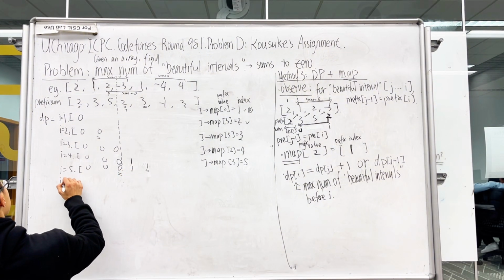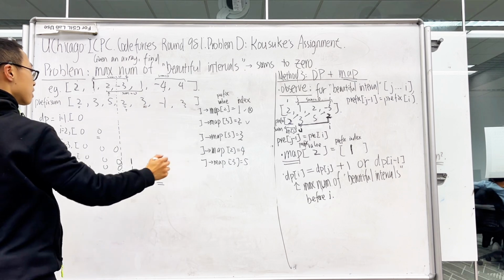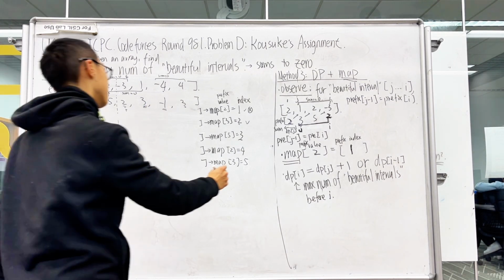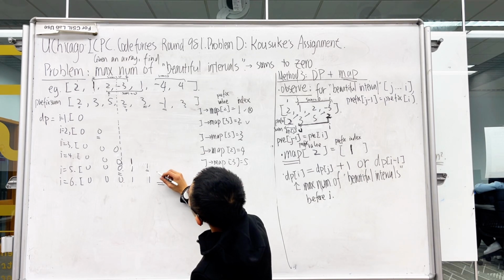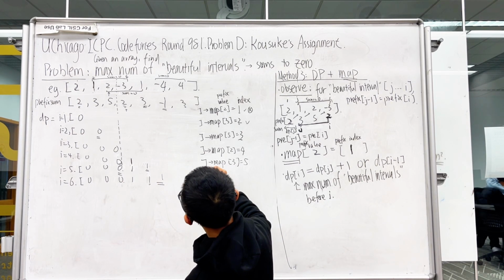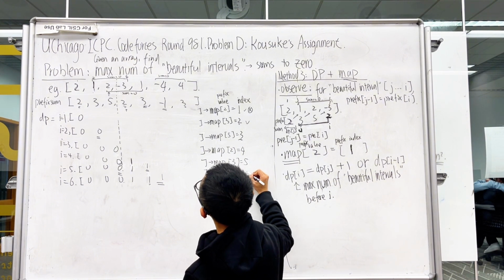Now for i equal to 6, copying the previous dp values, do we have a beautiful interval here? The prefix sum is -1. Is -1 in the map? No. So we have 0 new intervals. We just keep dp[i-1], keeping it as 1. Now we record the -1 prefix sum having the index of 6.